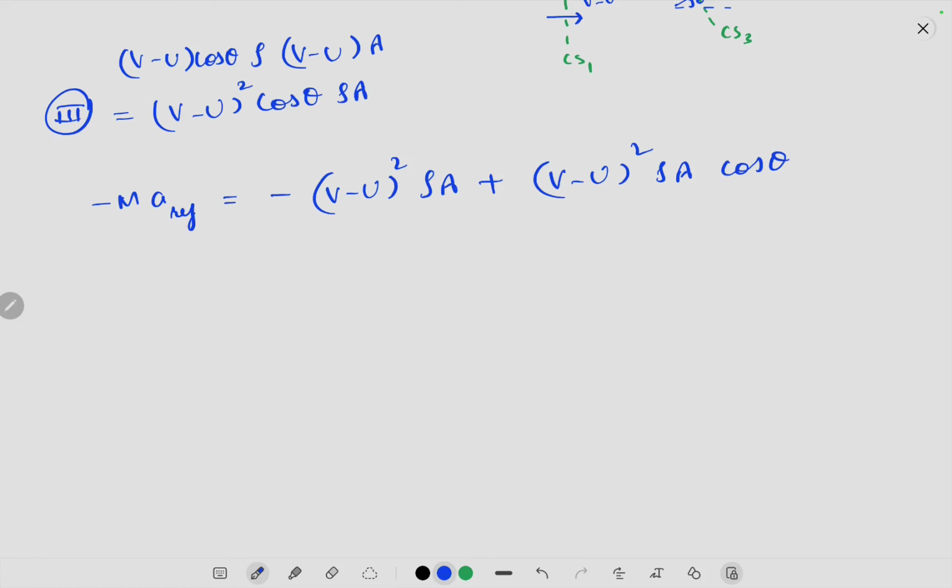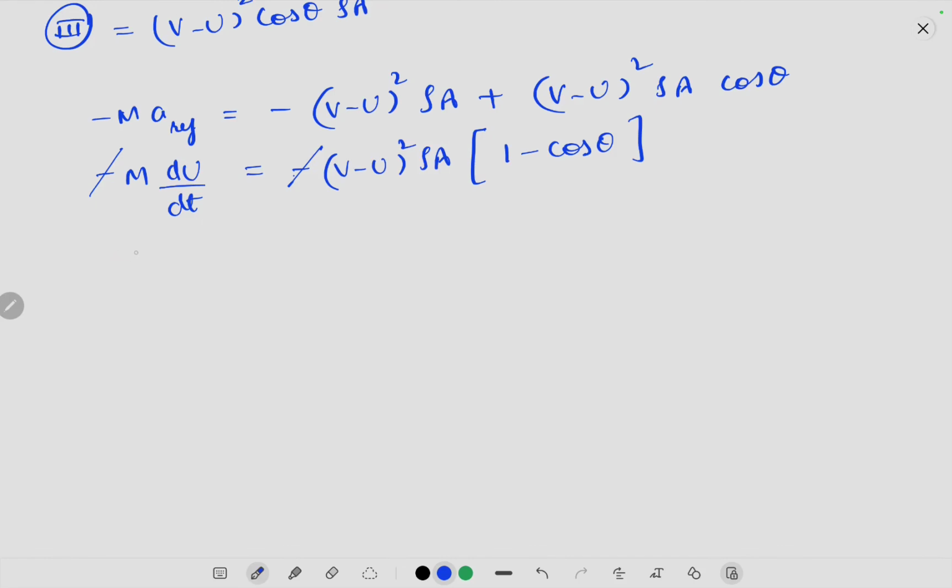Now, since we are interested in finding U as a function of t, I can write A reference as du by dt. And this is equal to minus (V minus U) whole square rho A. Let me write it again by taking (V minus U) whole square rho A outside. This would become cos theta minus 1. If I take the negative outside also, this would become 1 minus cos theta, so the negative gets cancelled out with the negative.